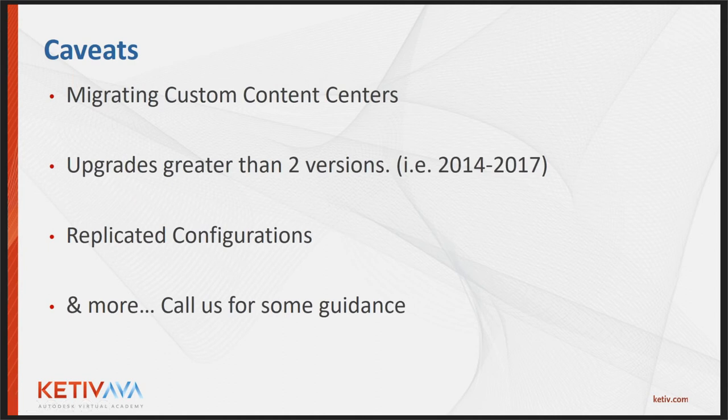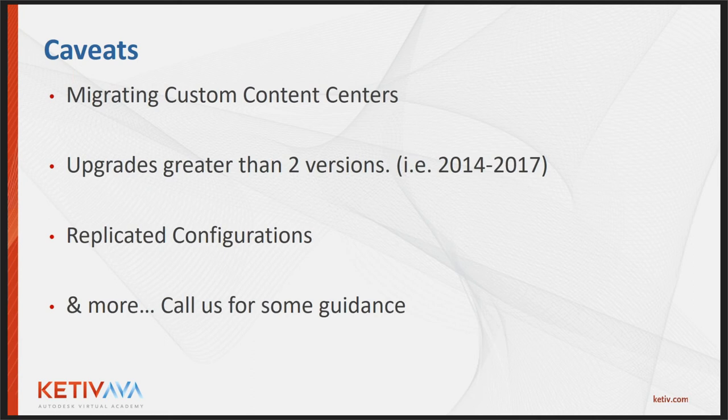Migrating custom content centers, this needs to happen through Inventor. If you need some more information on this, let me know and I can get you in touch with somebody who can help you through this process. Upgrades greater than 2 versions. This has been happening a lot lately when we've gotten people off of things like 2012 Vault to 2018. When you do your migrations, you do not want to jump further than 2 at a time.